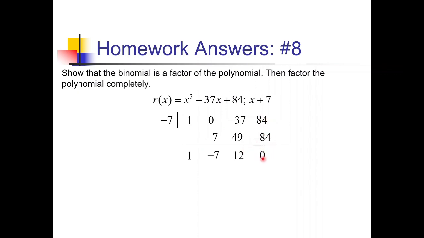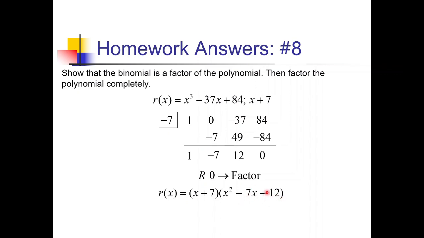Since we've got a remainder of 0, that means that we've just shown x plus 7 is a factor. So let's actually use it as a factor, so x plus 7. And then next to that, we can write our quotient of our r of x after doing this division. This 1 represents 1x to the one exponent lower, so 1x squared. This is minus 7x, and then we have a plus 12.